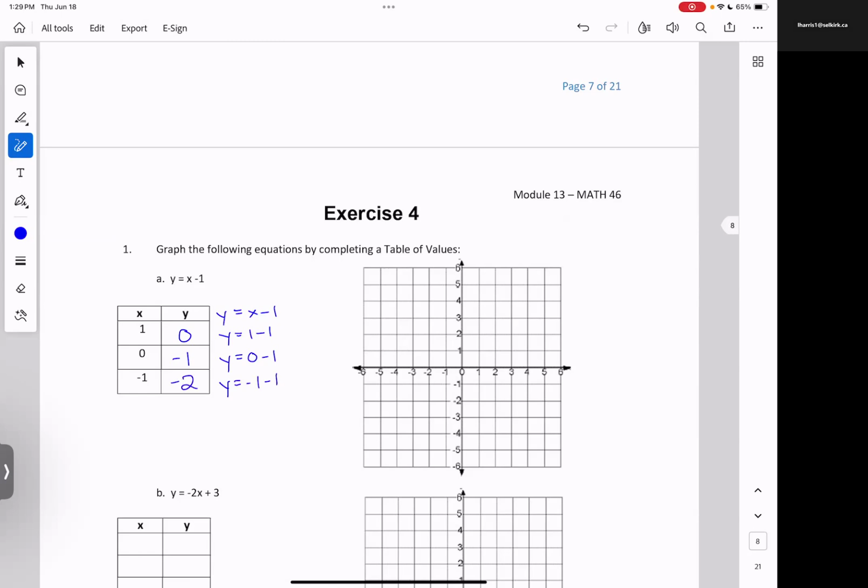Okay, so we have 3 points here, and now we're able to graph this thing. So when x is 1, y is 0, gives us a point right here. When x is 0, y is negative 1. And when x is negative 1, y is negative 2. So that gives us 3 points, and luckily for us, they all line up in a straight line, which is a good sign.